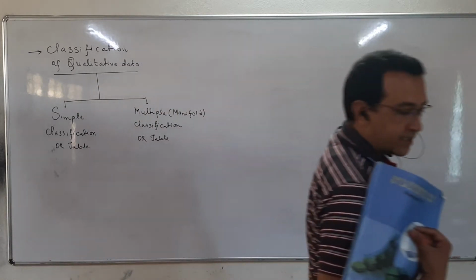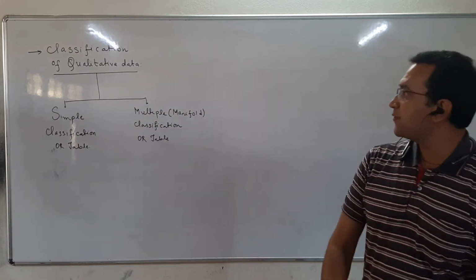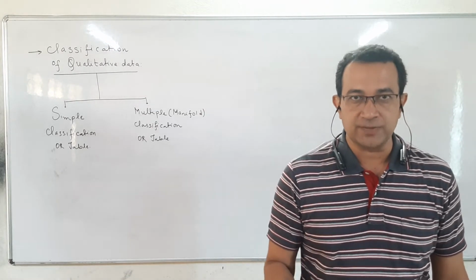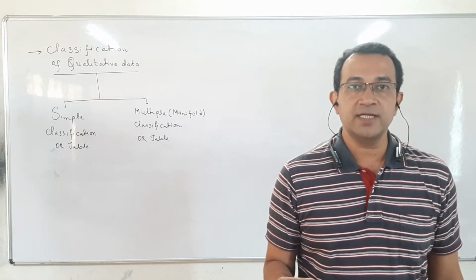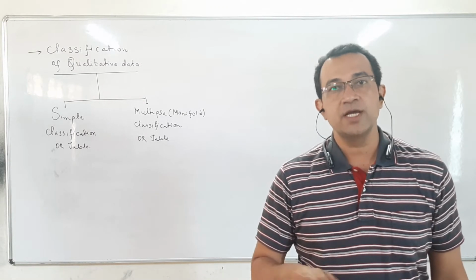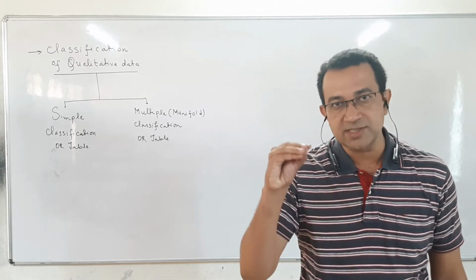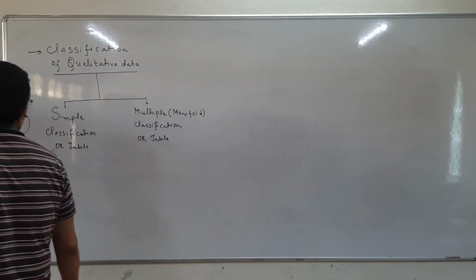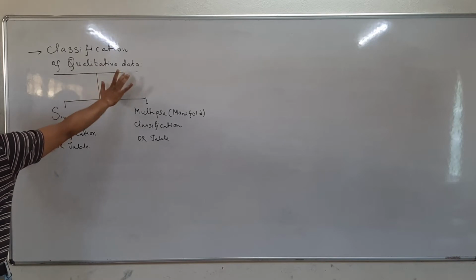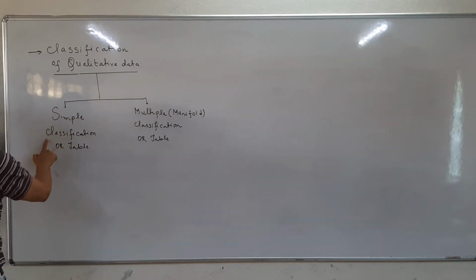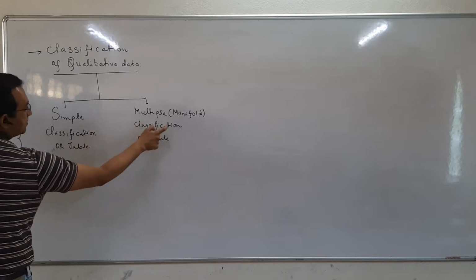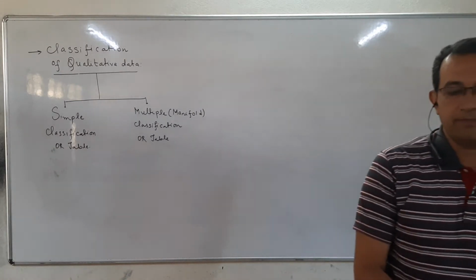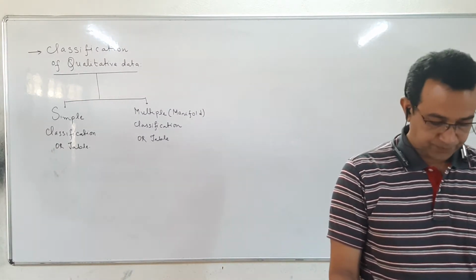So students, understand once again what is classification of qualitative data. The process of systematically arranging qualitative data or attributes in the form of rows and columns, that is a table, on the basis of standard of classification is called classification of qualitative data. In the classification of qualitative data, we have two types: simple classification or table and multiple classification or table. Multiple classification is also called manifold classification.